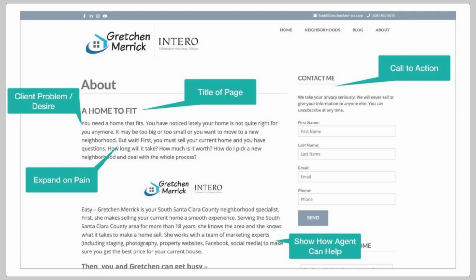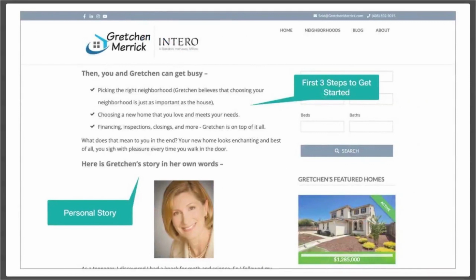First, she makes selling your current home a smooth experience, serving the South Santa Clara County area for more than 18 years. She knows the area and she knows what it takes to make a home sell. She works with a team of marketing experts, including staging, photography, property websites, Facebook, social media, to make sure you get the best price for your current house. So what that's doing is just showing the individual who's looking at this, oh, that's how this works. That's what she's going to do.